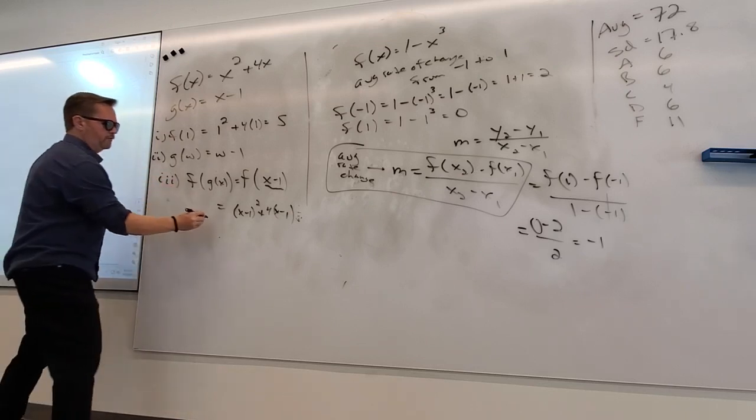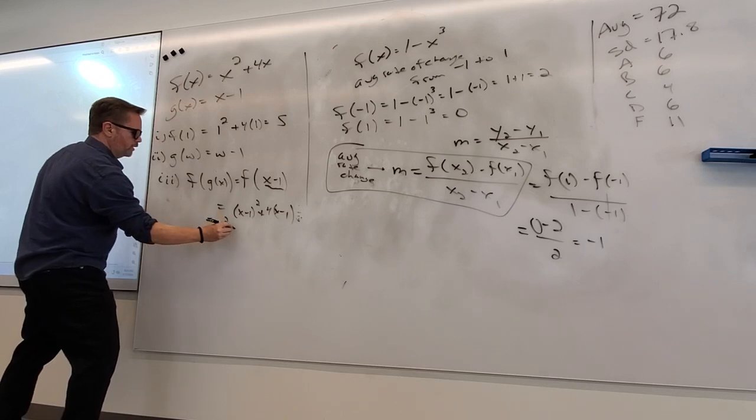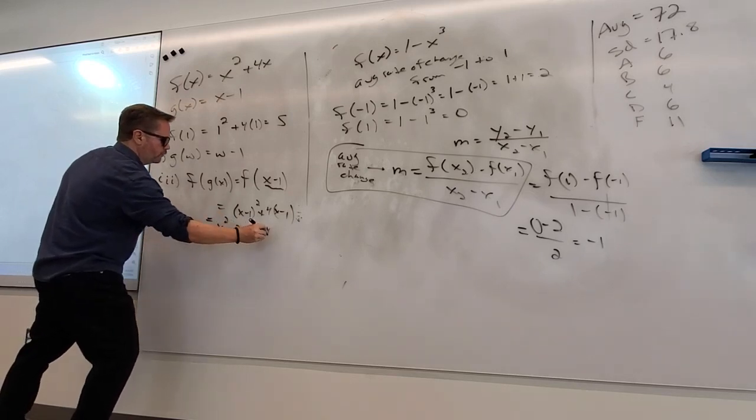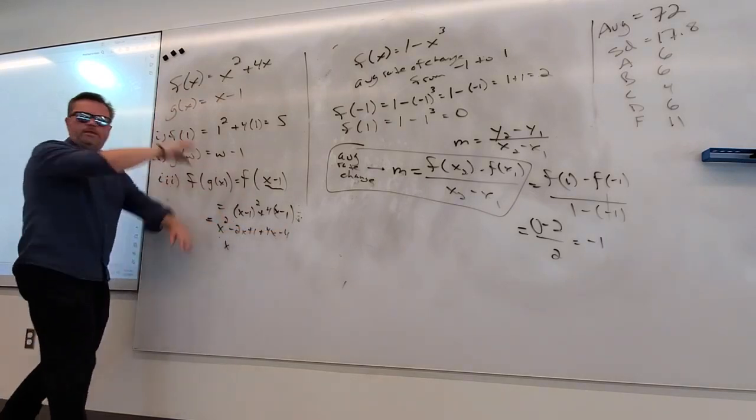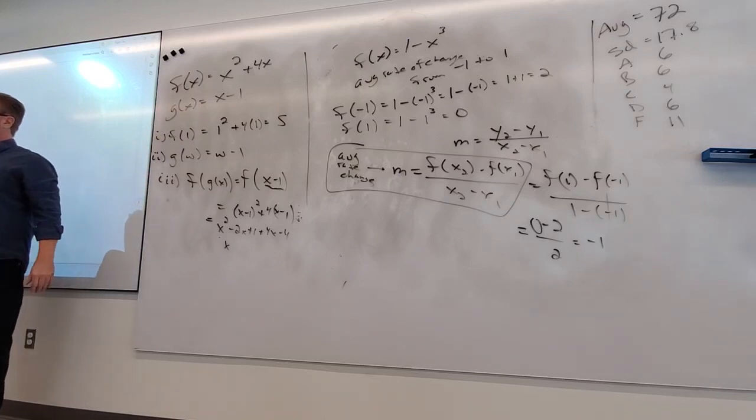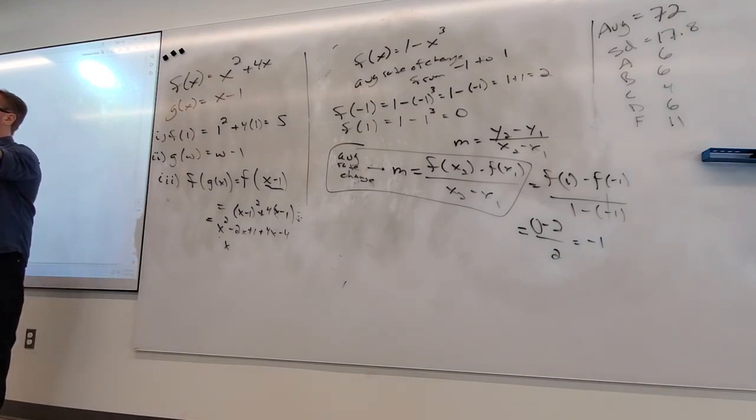Now, of course, you can simplify this a bit. x squared minus 2x plus 1 plus 4x minus 4, and so on. You put your like terms together. That's what's called composition of functions.